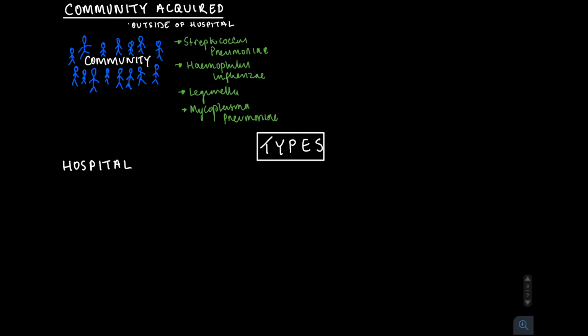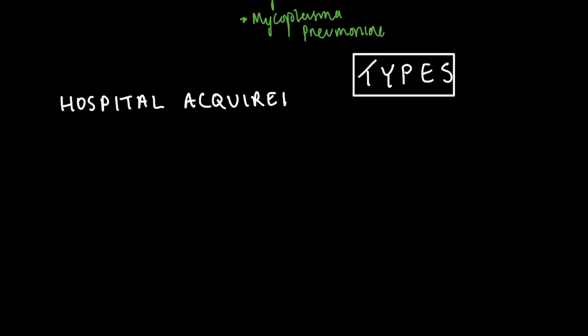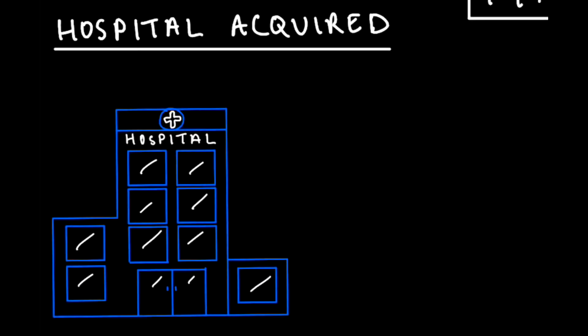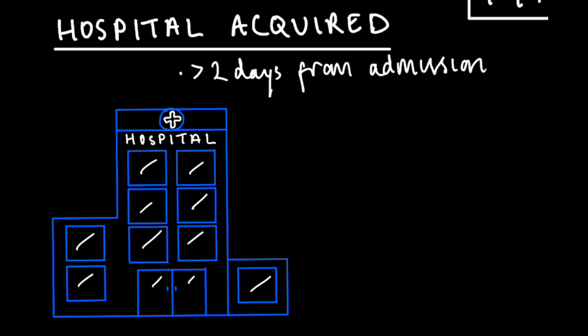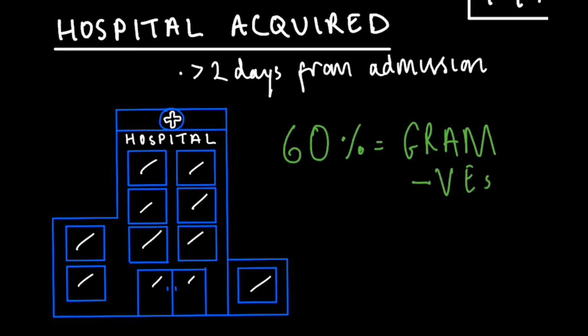Now let's talk about the second type. This is hospital-acquired pneumonia, and this can be simplified as HAP. You may hear this on the wards. It essentially means anybody that gets a pneumonia within the hospital, and the definition is when you acquire a pneumonia 2 days after admission. Important things to remember are the majority of these pneumonias are caused by gram-negative organisms, such as E. coli and Klebsiella.